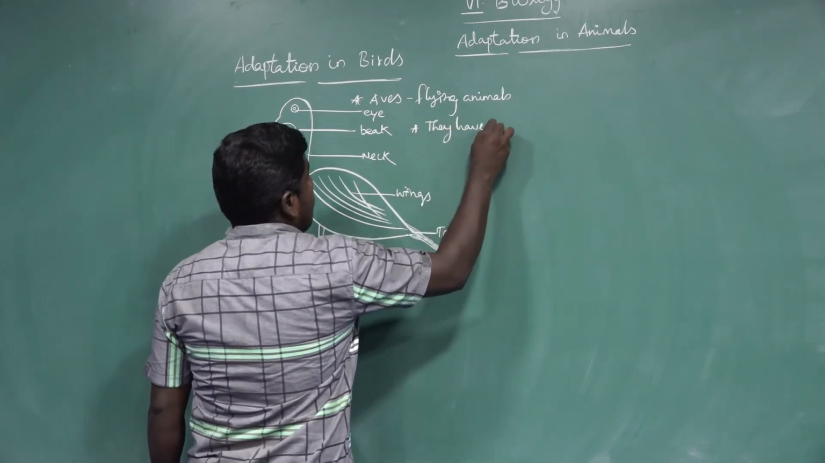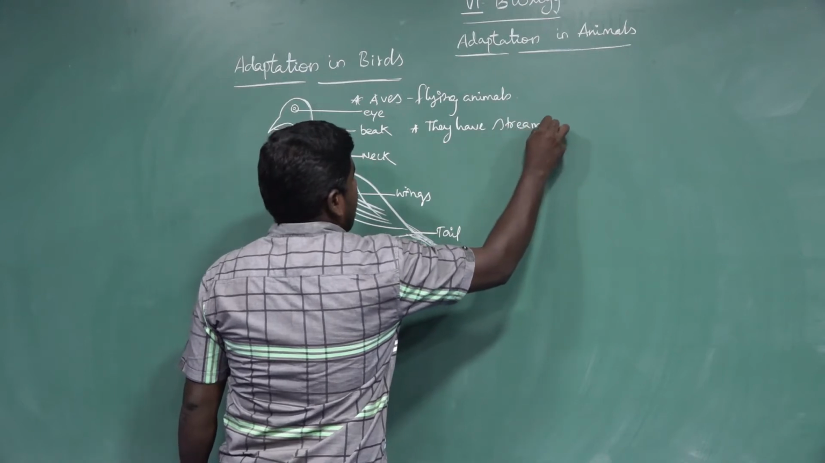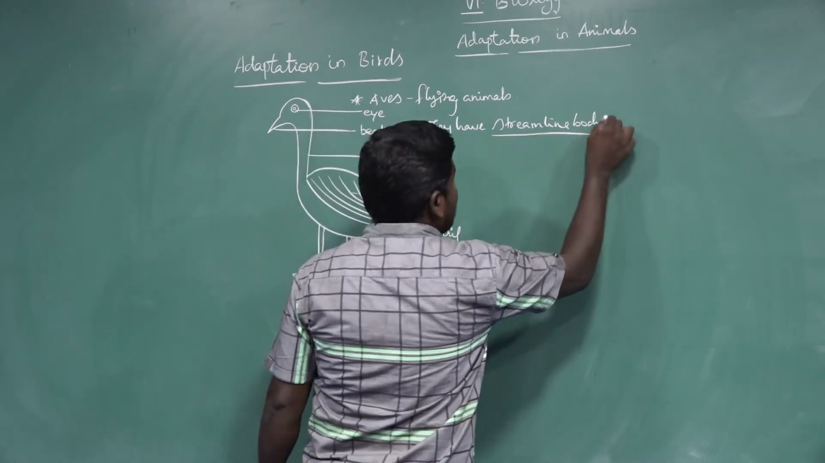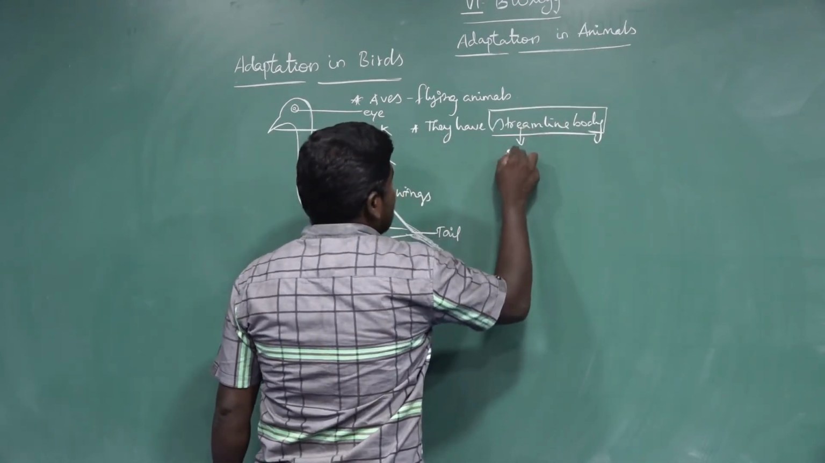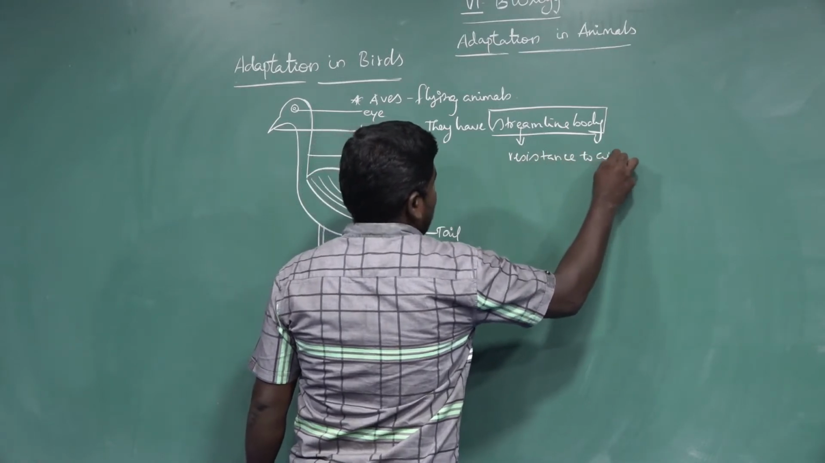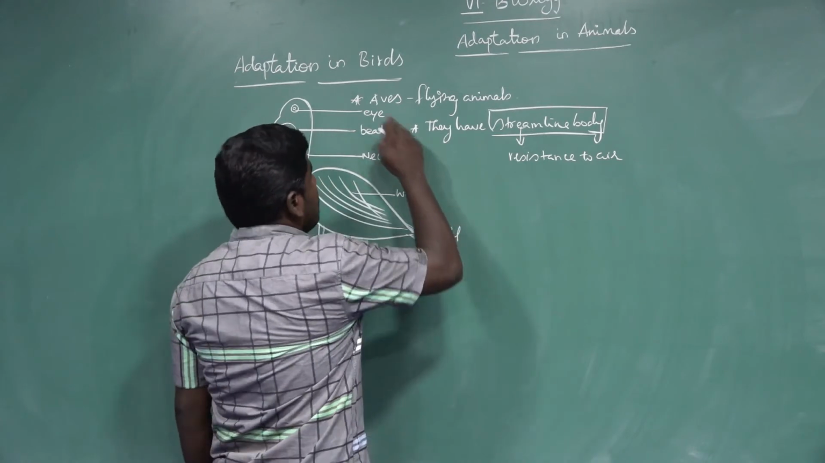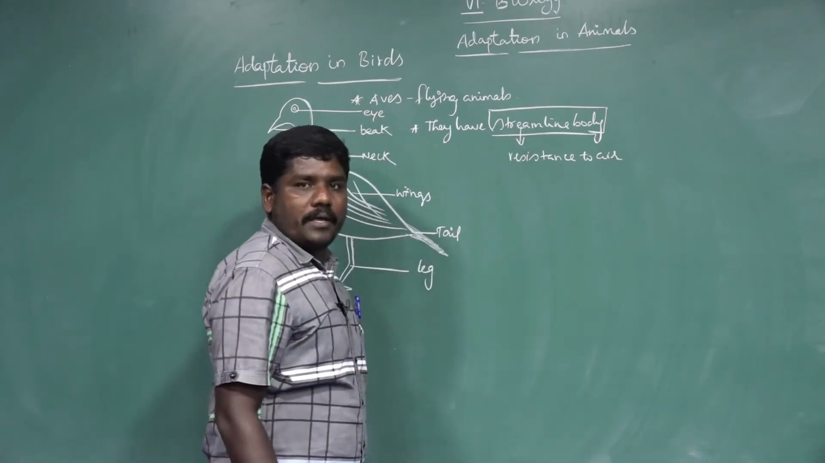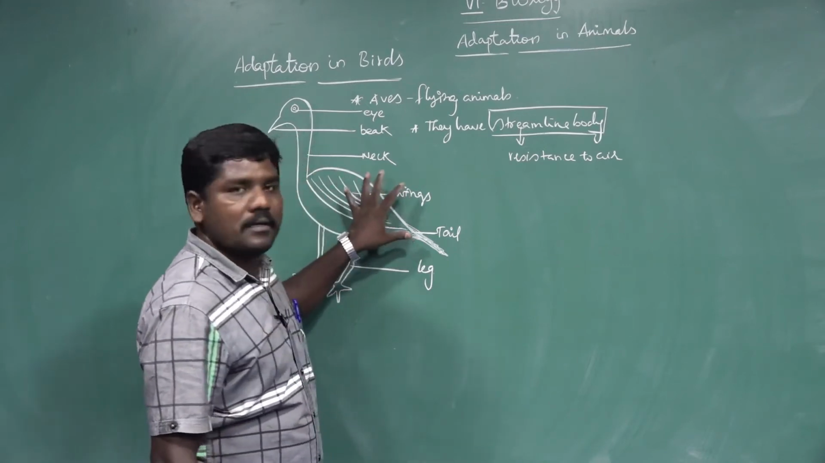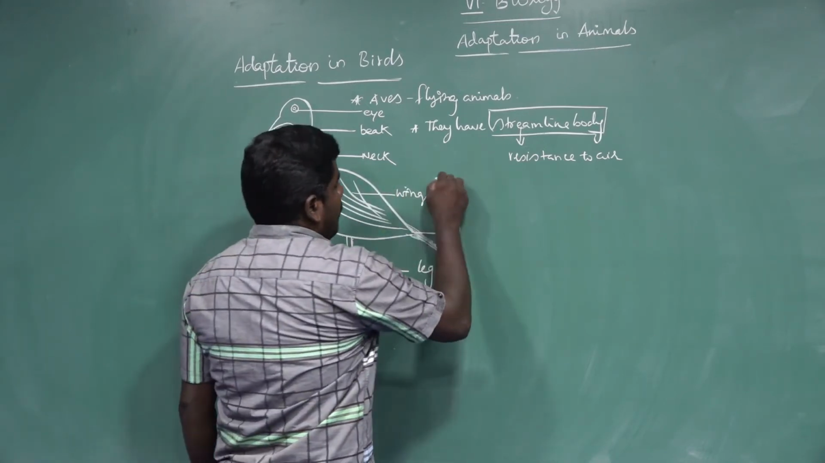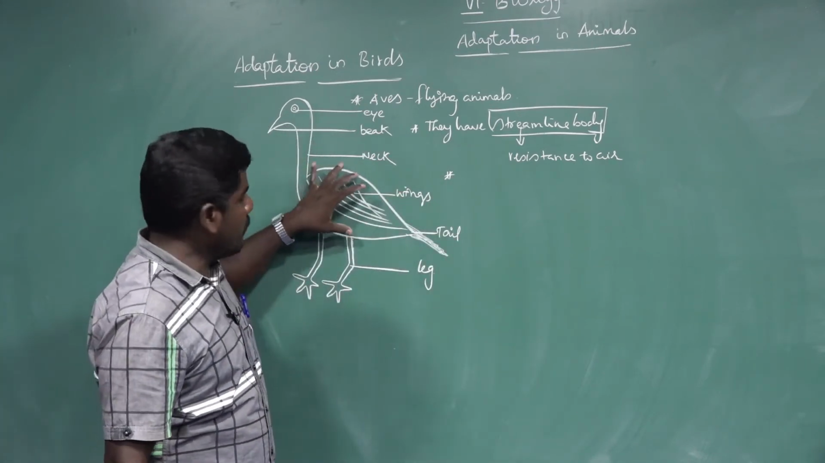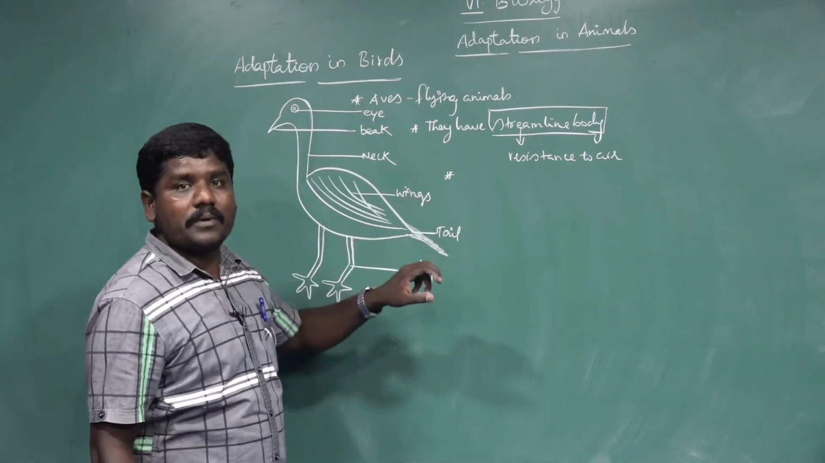They have a streamlined body. The birds have a streamlined body. Streamlined means resistance to air. Birds have a streamlined body covered with feathers. And then another one, the shape of the body. The bird's body shape provides maximum resistance to air.